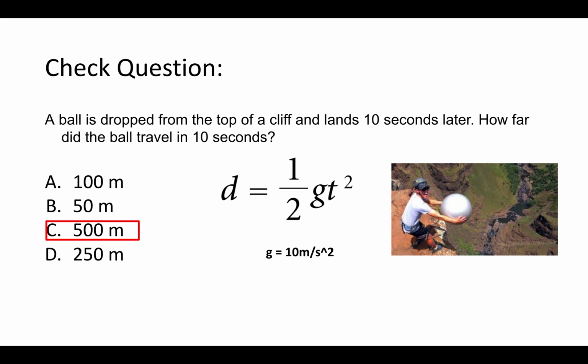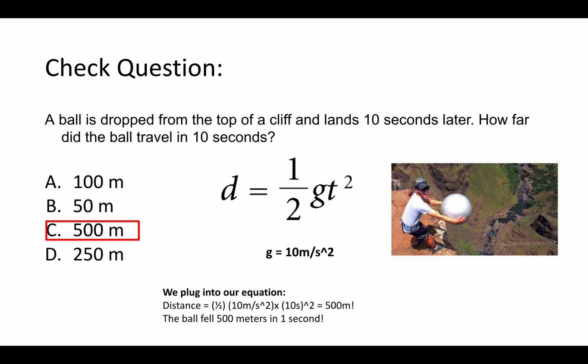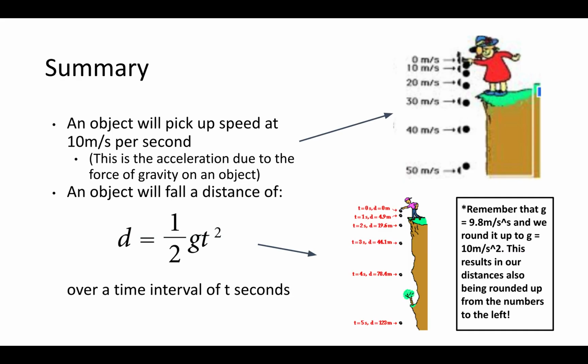All right, the answer was 500 meters. How did we get that? We plugged in 1/2 times 10 meters per second squared times 10 seconds squared. That's 100 times 10 is 1,000. 1,000 divided by 2 is 500. So the ball fell 500 meters in 10 seconds.